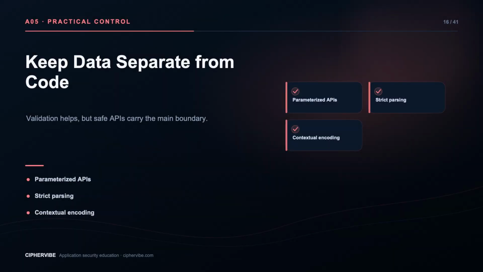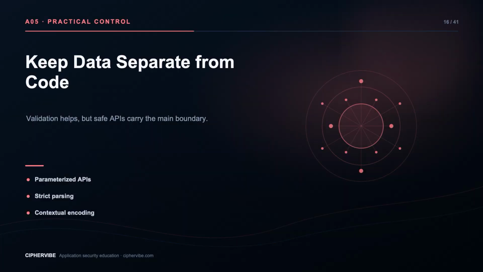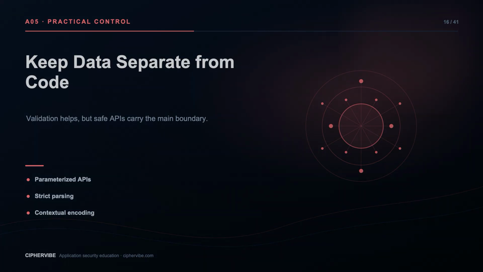Use parameterized query APIs, safe templates, structured command interfaces, strict schemas, and contextual output encoding. Normalize carefully and reject invalid input. Run interpreters with least privilege. Input validation improves quality and reduces ambiguity, but it does not replace authorization or safe data code separation.